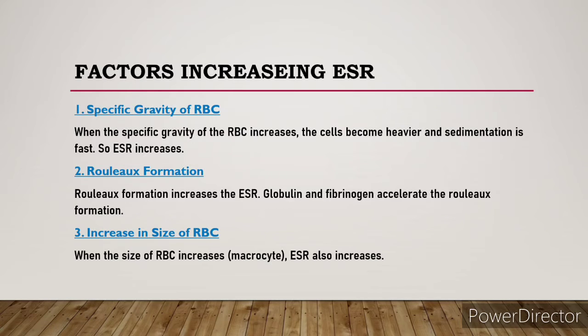Starting with the factors which increase the ESR. First is specific gravity of RBC. When the specific gravity of RBC increases, the cell becomes heavier and the sedimentation is fast, so ESR increases. Second is Rouleaux formation. Rouleaux formation increases the ESR, since globulin and fibrinogen accelerate the Rouleaux formation. Third is increase in size of RBC. Whenever the size of RBC increases, that is, the condition called macrocytosis, then ESR also increases.